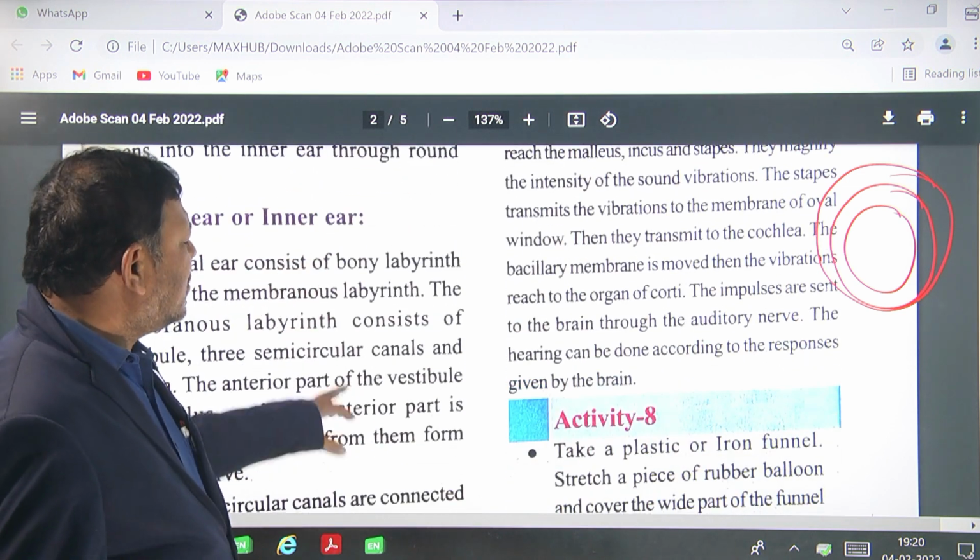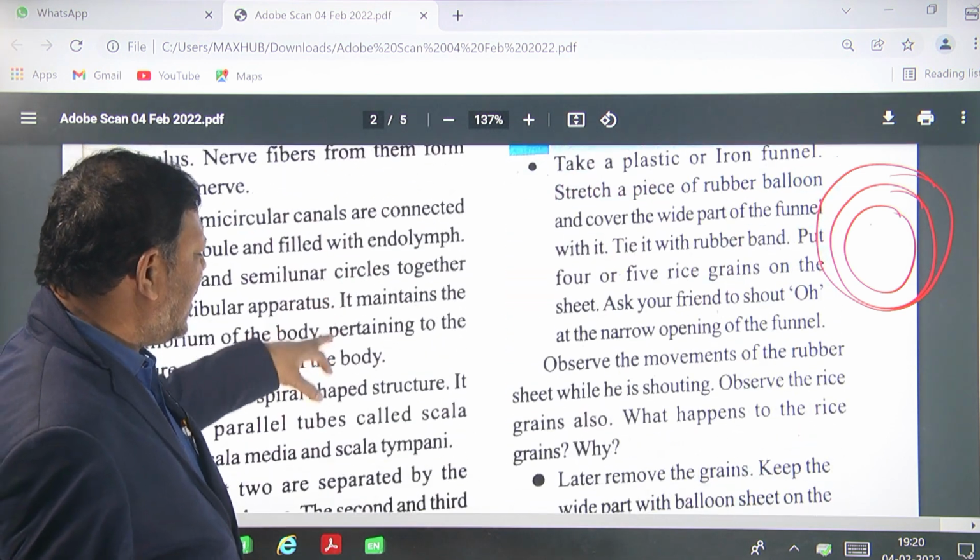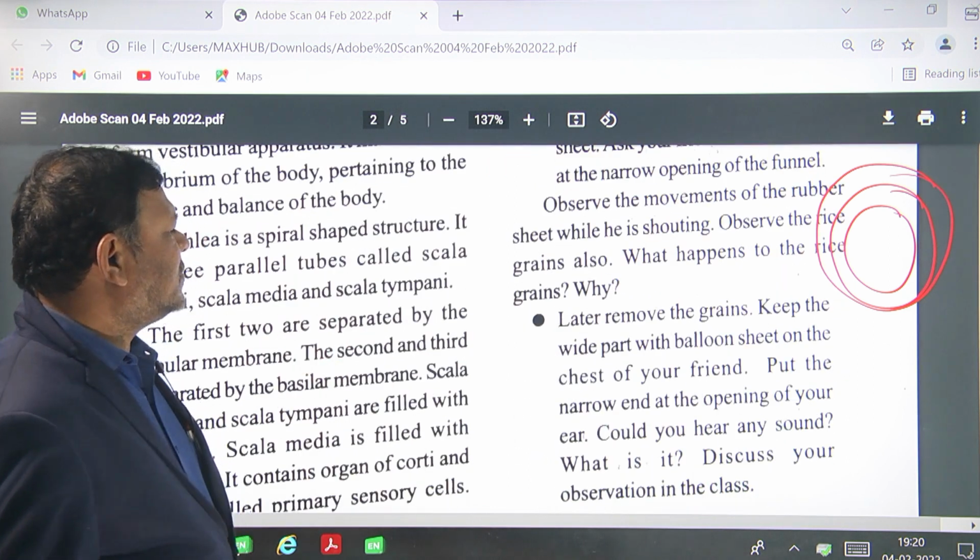This is the total internal structure of the ear.